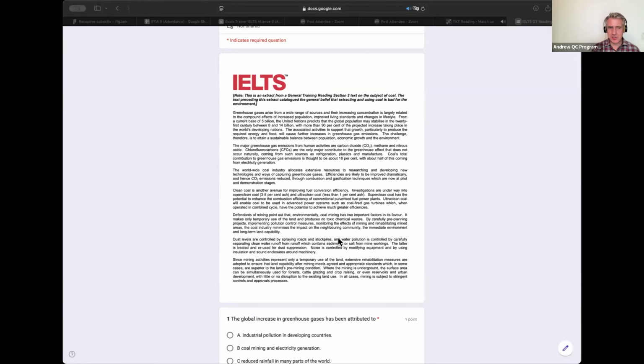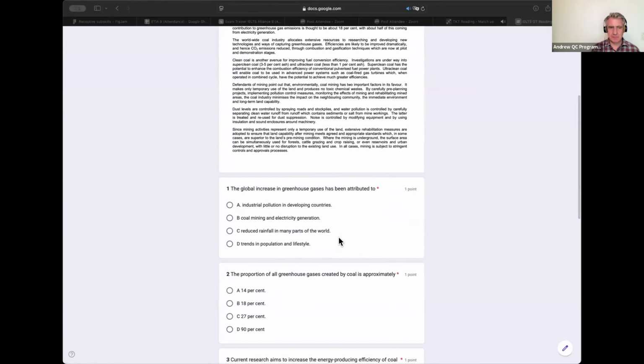With multiple choice questions like this, we need to skim and scan for information relating to the question stem. Now, can you see the question stem in number 1? Grace, can you help us locate the question stem?